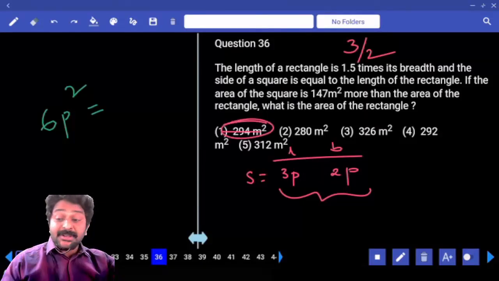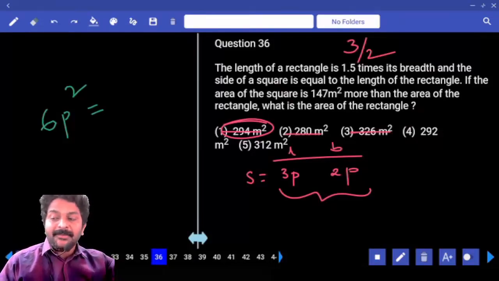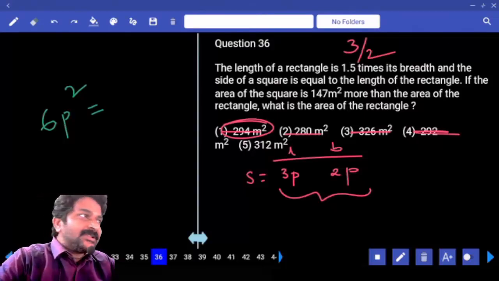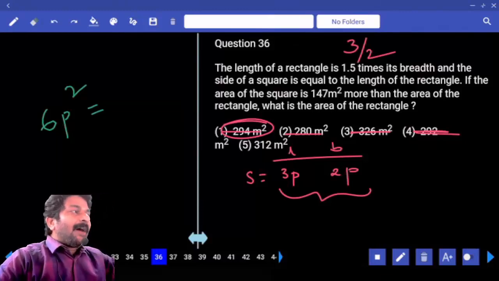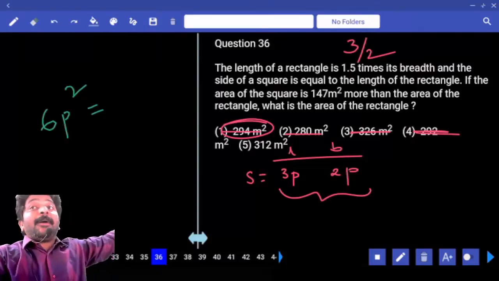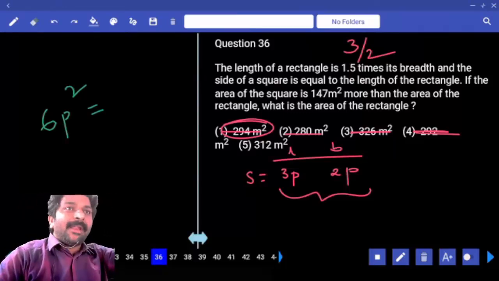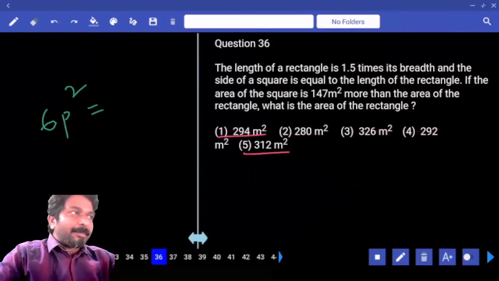Can it be the second option? No. Can it be the third option? No. Can it be the fourth option? No. Can it be the fifth option? Yes. 2 options are there. Both are 6 multiples only. Our answer must be in which particular form? 6p square form, right? So the answer is either the first option or the fifth option.